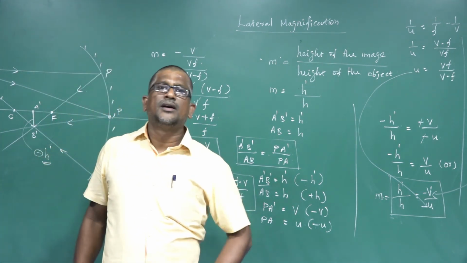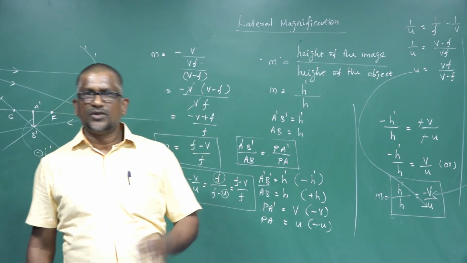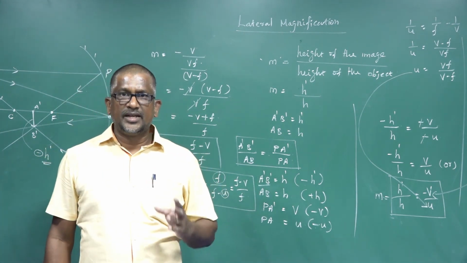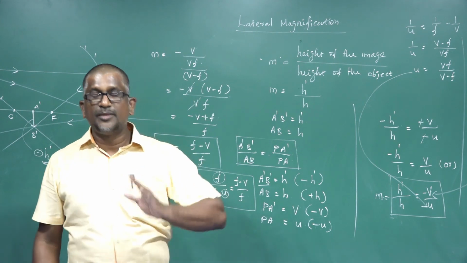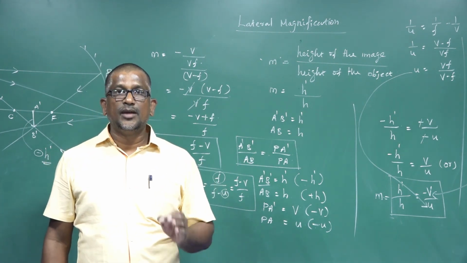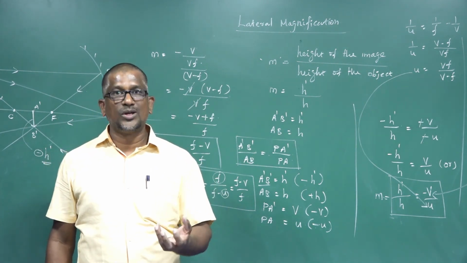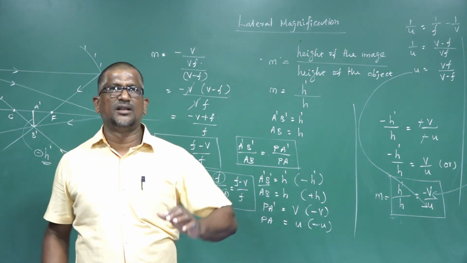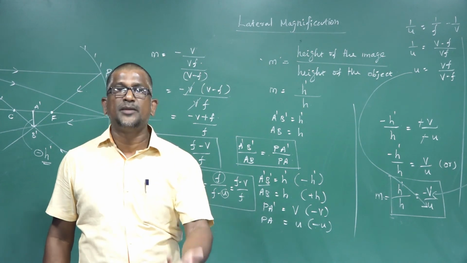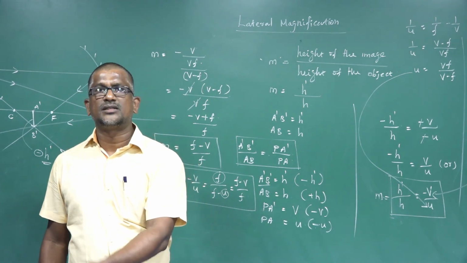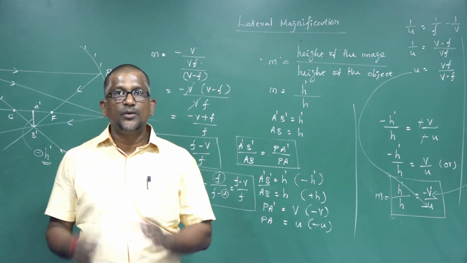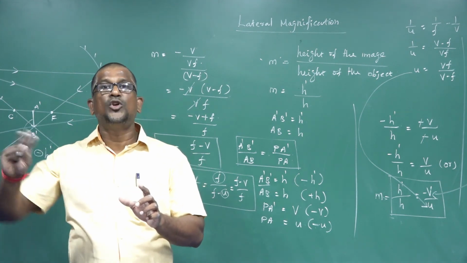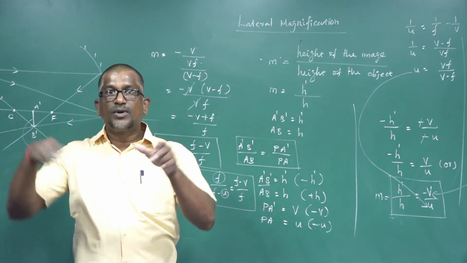Okay, once again, I recall from the beginning. First, what is the mirror equation? The mirror equation is nothing but the relation connecting image distance, object distance and focal length of a given spherical mirror. What is its use? To find the unknown value. Unknown value means image distance or object distance or focal length. But we should know any two of the three values.